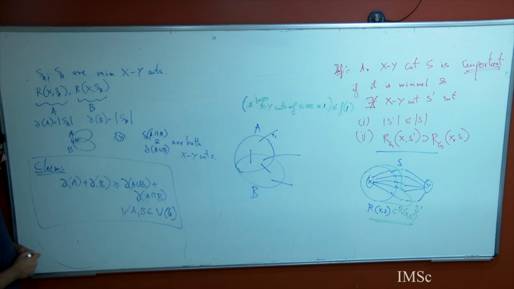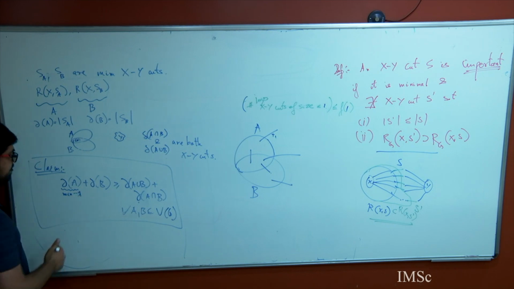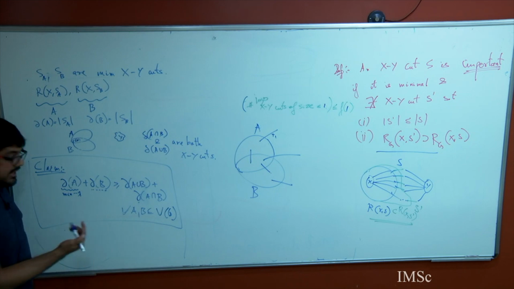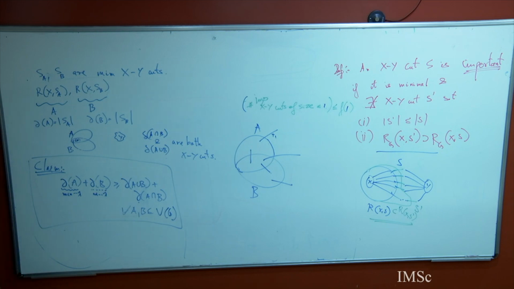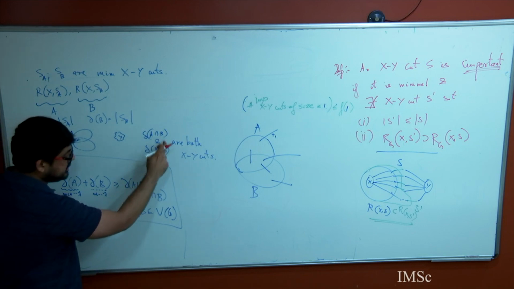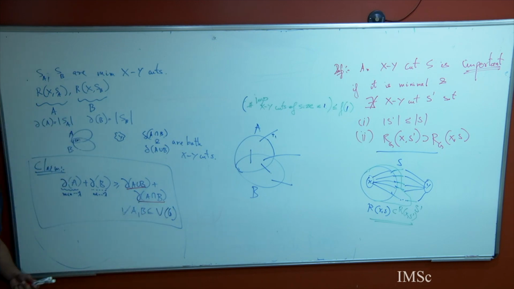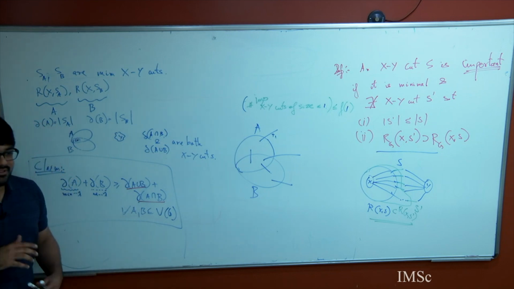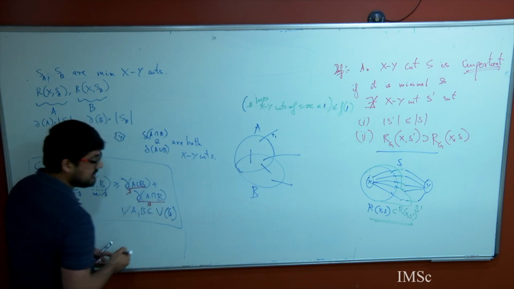Now, notice that this guy has some minimum size. I'm going to denote it with lambda. This is also minimum, so it has to be the same size, some lambda. Now, since these two are both XY cuts, each of these numbers must be at least lambda. You can't go below the min cut number. But then what does that mean? Very good. So these are all actually lambda.